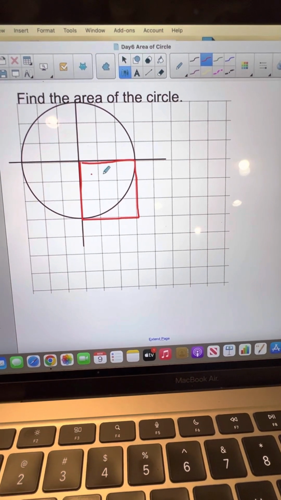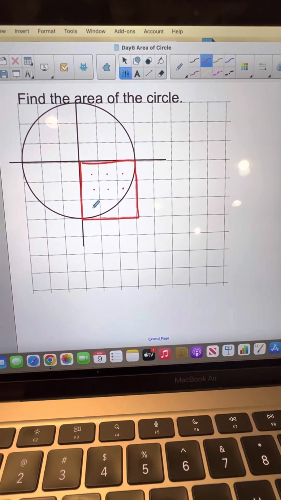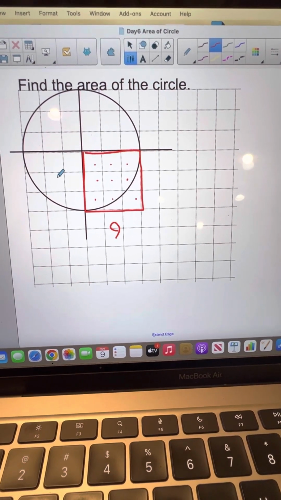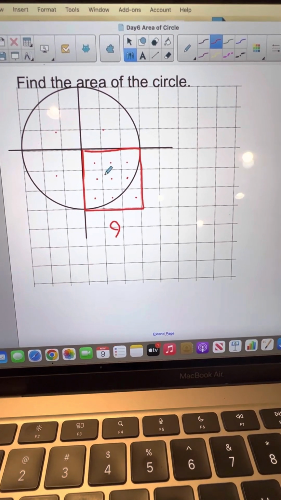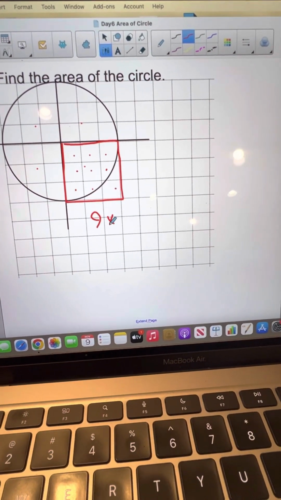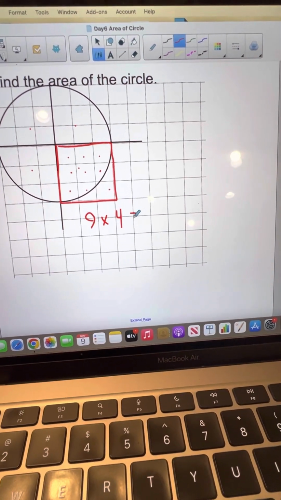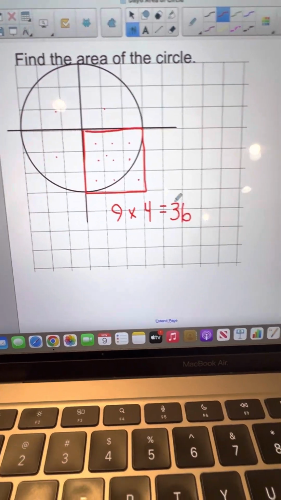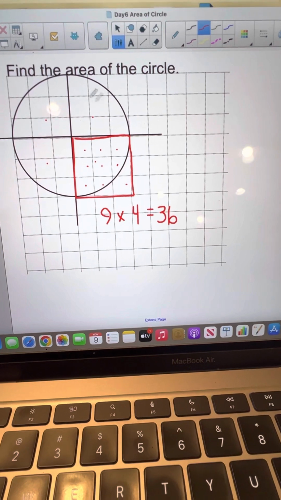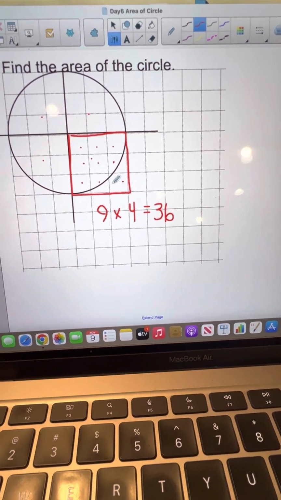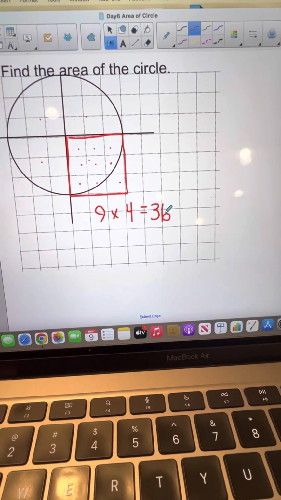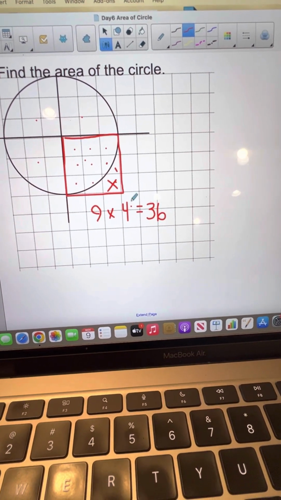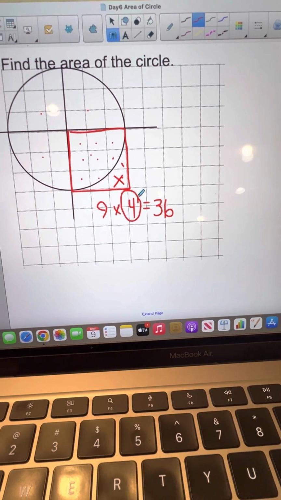And they said, hey, this is 1, 2, 3, 4, 5, 6, 7, 8, 9 squares. And they just took 9 times each of these corners. So there's 4 of them. So 9 times 4 and got 36. But at the same time, they knew that this number was too high because this isn't part of the circle. The area of the circle is in here, the inside. So they know 9 times 4 is 36, but this shouldn't be part of my answer. So I know using 4 is too big of a number.